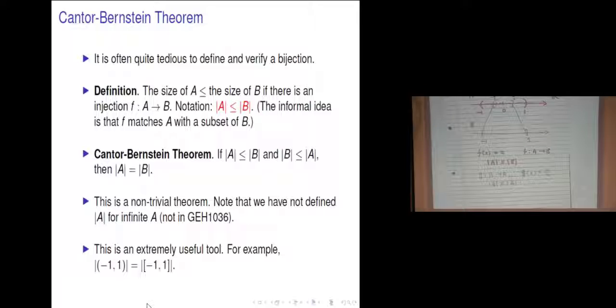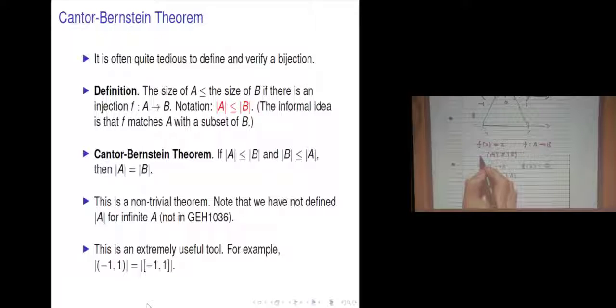Now Cantor-Bernstein will tell us these two sets have the same size. So it's much easier, right? Cantor-Bernstein will say because of 1 and 2, suddenly A is the same as B. Okay? So hopefully I answered the question.